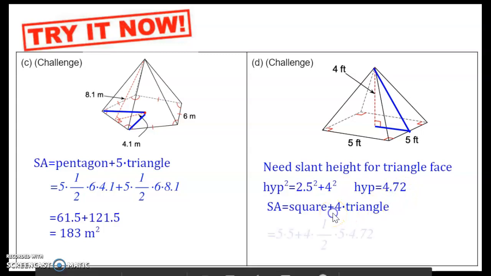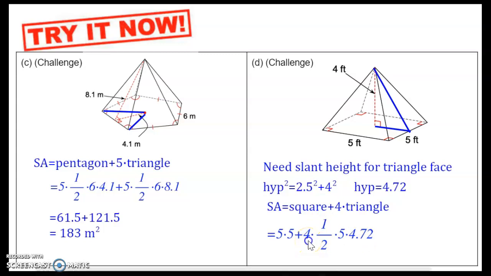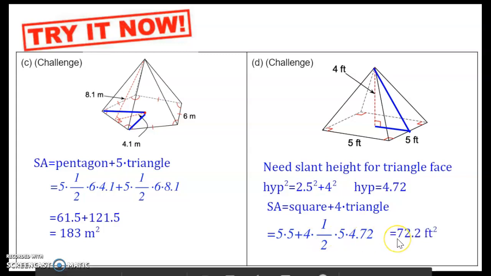So therefore, we can use that information. The square is going to be 5 times 5, and the area of the triangle is going to be 5 times 4.72 times half, and then multiply that by 4 because we have 4 sides, or 4 faces, and therefore we have 72.2 feet squared. That should be your answer.